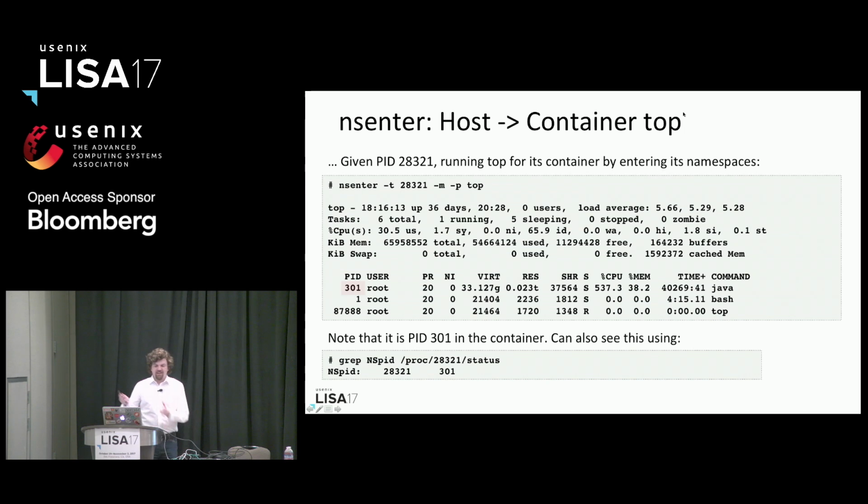So there's an example of nsenter. There's my target process ID, mount namespace, process ID namespace, run top. Now I'm running top inside the container. And I can see that process ID 28321 is actually probably this hot process here, 301 Java. I can confirm it because it is actually in proc. It's in proc PID status. There is an NSpid line which maps the host process ID to the guest process ID. This is something that a lot of observability tools are going to need to scrape so that they can figure out that sort of mapping.